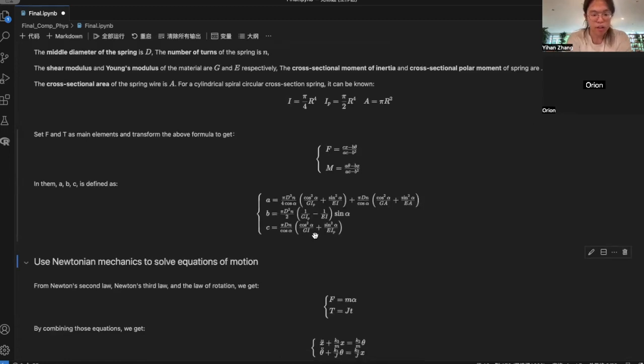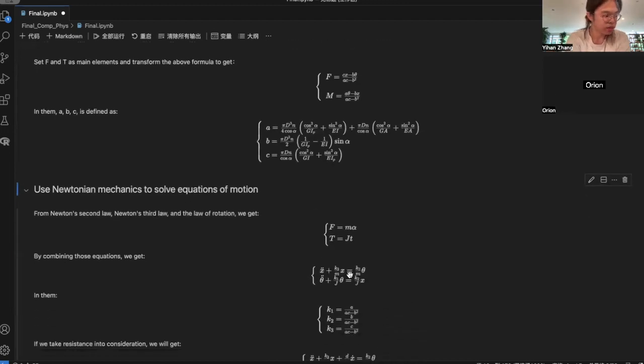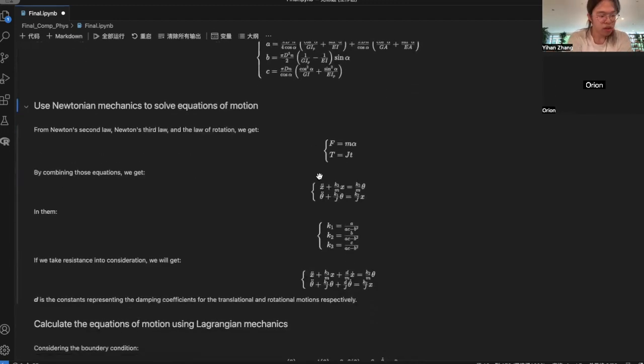Using the relevant knowledge of Newtonian mechanics, we can easily obtain these two formulas. This is a system of linear equations with constant coefficients. This is the subject of our subsequent numerical calculations.